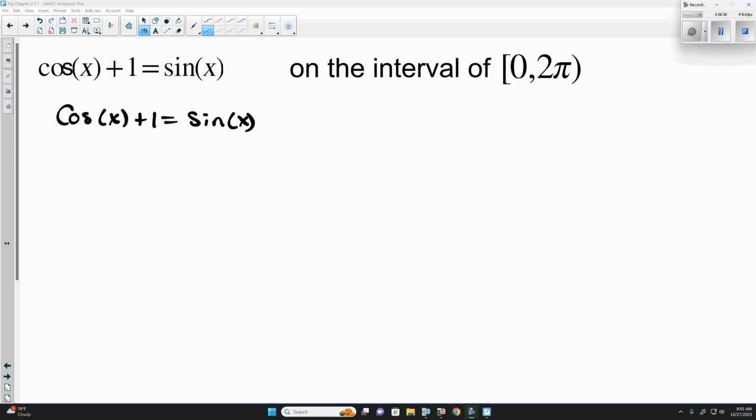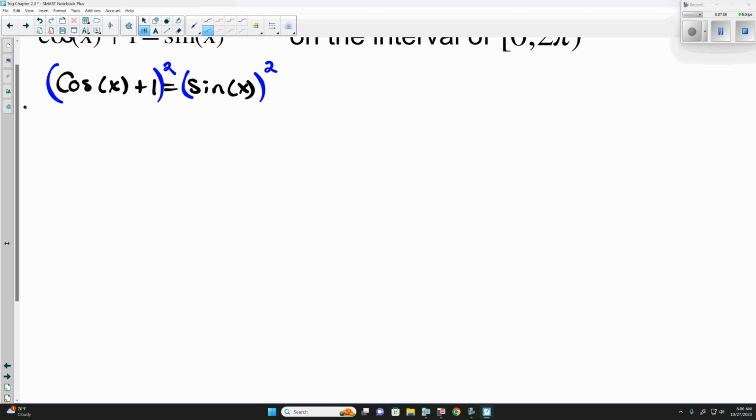So we need to do something about that. And the only way that we can replace sine with cosine or cosine with sine is if we have sine squared or cosine squared. So let's actually make that happen. And to make that happen, we're going to square both sides. We're going to square both sides so that we do get the sine and cosine squared.